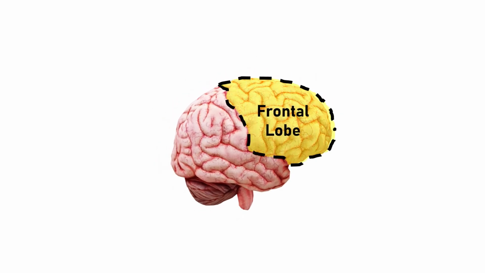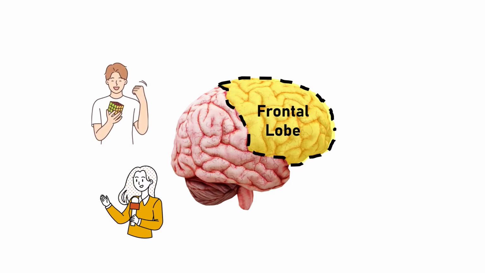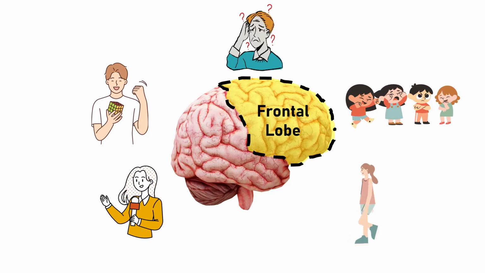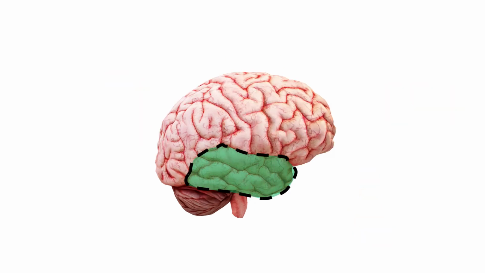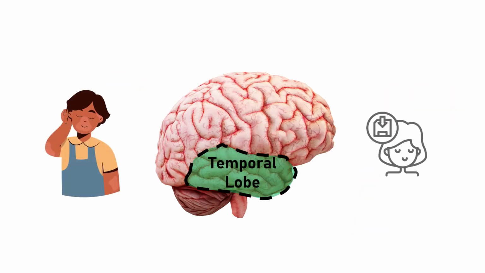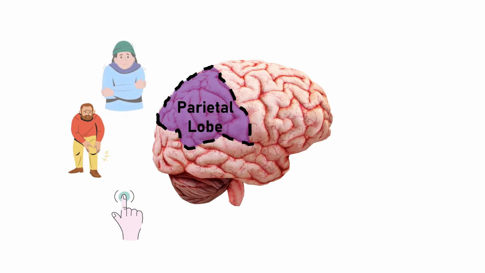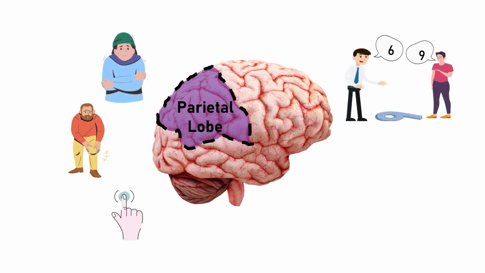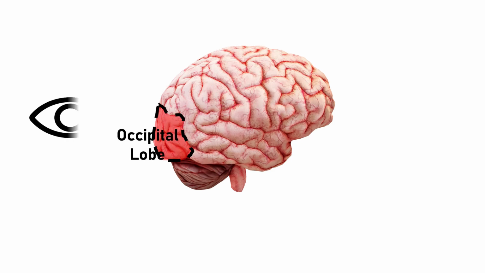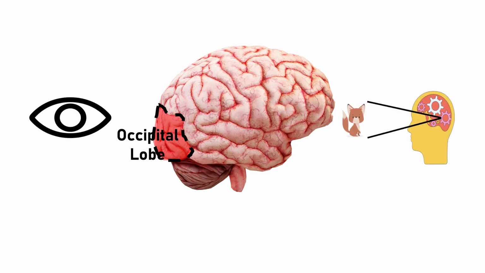The frontal lobe helps in speech processing, higher executive functions such as problem solving, reasoning, planning, working memory, emotions and movement. The temporal lobe helps in auditory processing and storage of memory. The parietal lobe helps in sensory processing such as touch, pain, temperature, perception and body awareness. And the occipital lobe helps in visual processing and visual perception.